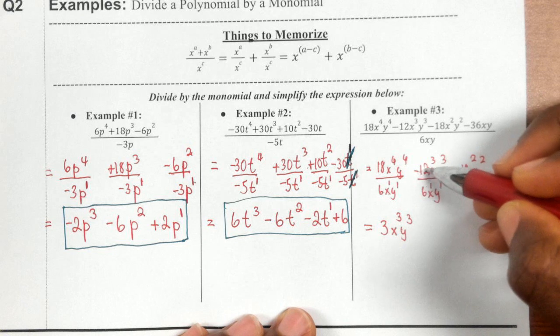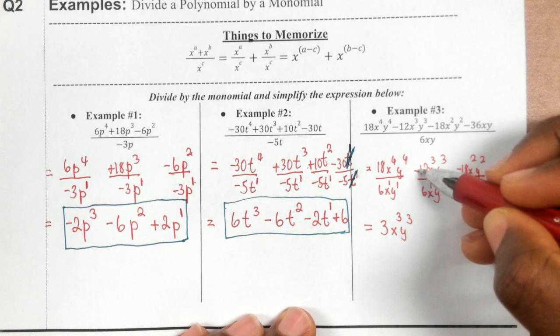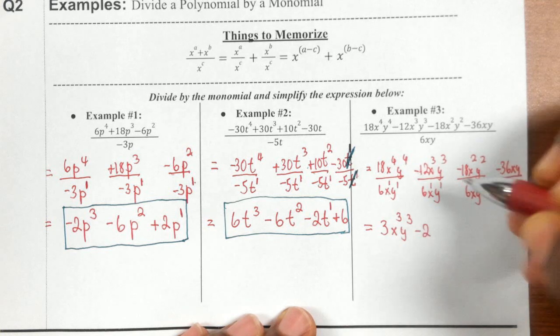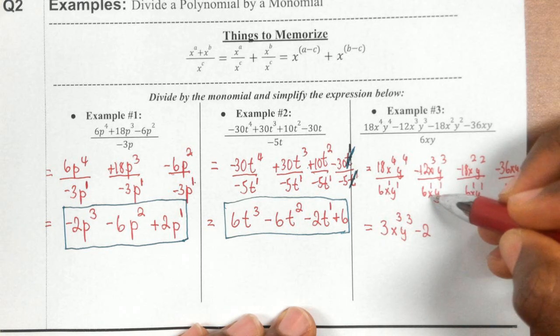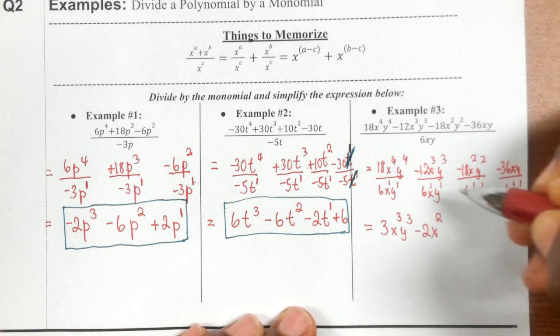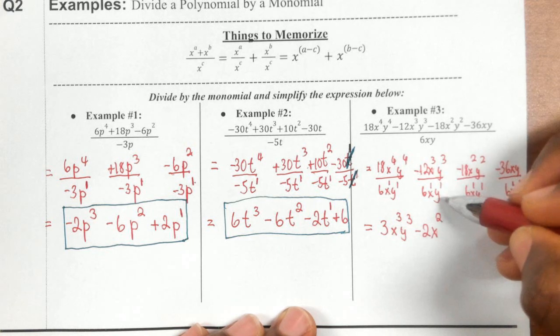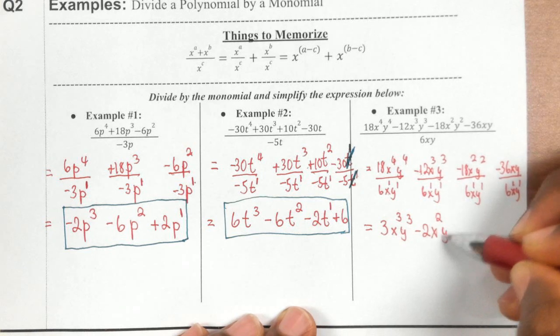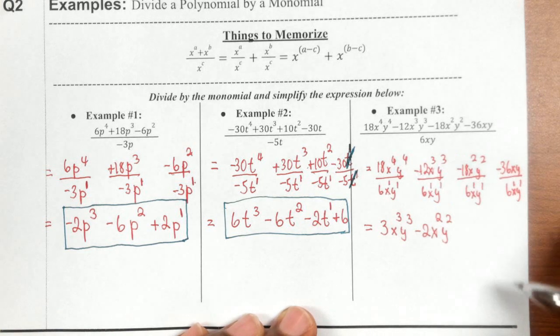Now I'm going to do negative 12 divided by positive 6. Negative divided by a positive gives me a negative 2. I have 3 x's up here, 1 down here, 3 take away 1 leaves me with 2. I have 3 y's up here, 1 down here, 3 take away 1 leaves me with 2. And I'm all done with that term.